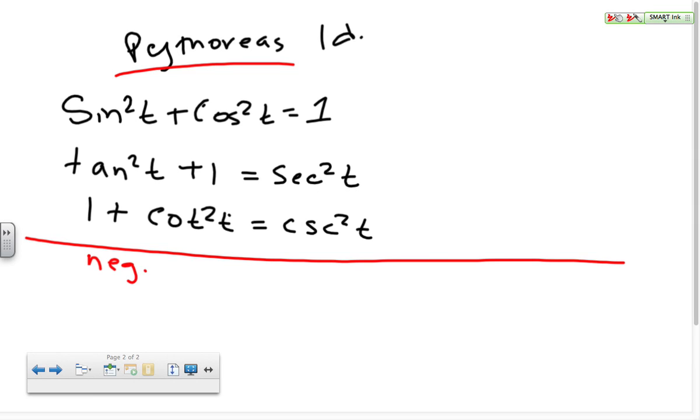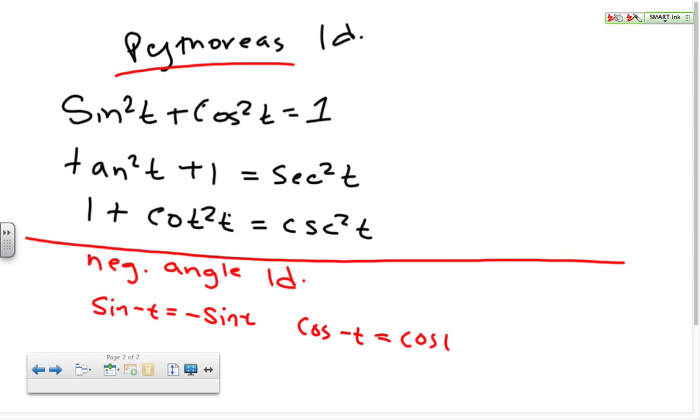The negative angle identities. The sine of negative t is the same thing as the negative sine of t. The cosine of negative t is the same thing as positive cosine t. This is the one that is always tricky, that people have a tendency to forget. So the cosine of negative t is the same thing as positive cosine of t. And then tangent of negative t is the same thing as negative tangent t.